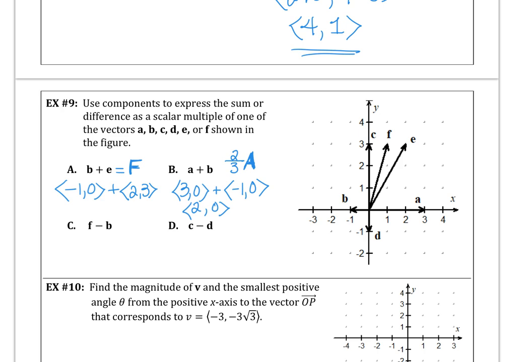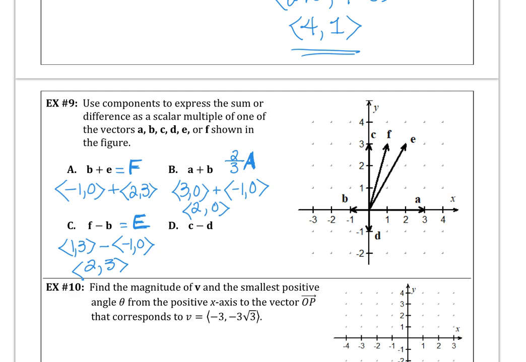Next, F is located at (1, 3), and we're going to subtract vector B. Vector B was (-1, 0), so 1 minus -1 is 2, and 3 minus 0 is 3. Oh, (2, 3), that's vector E. Vector E is (2, 3).